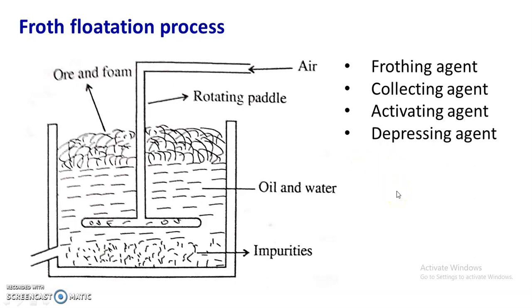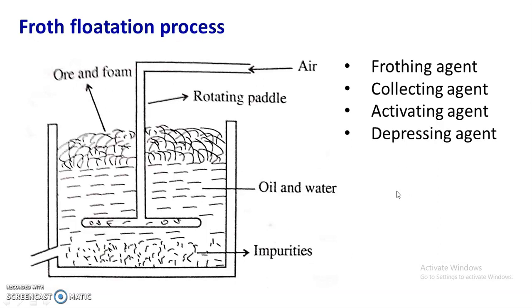Now next is the depressing agent. The depressing agent makes the ore less responsive towards the collecting agent. So it has the opposite effect of the activating agent, and it is used when there are 3 or 4 kinds of metal particles, and it is necessary to employ stage-wise selective flotation, that is, one by one. When we wish to separate the sulfide ores, then this depressing agent is used.